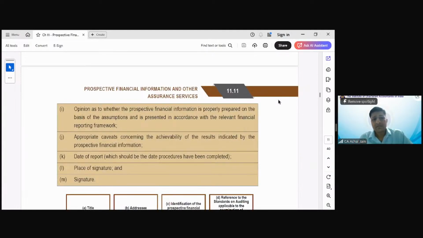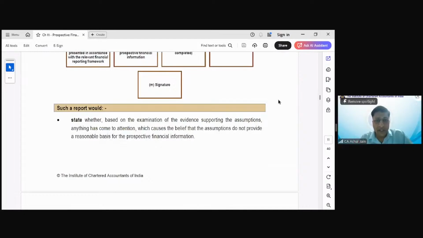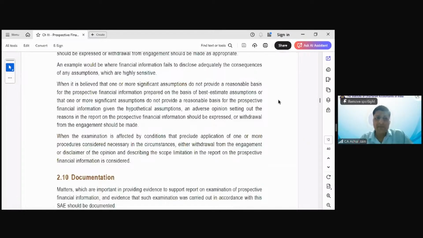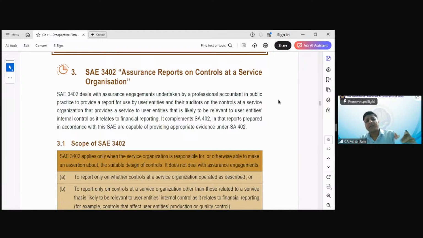Opinion. Appropriate caveats concerning the achievability of the results indicated. Then of course, date, place, signature, all of these things will have to be included, right? So that's about the prospective financial information.